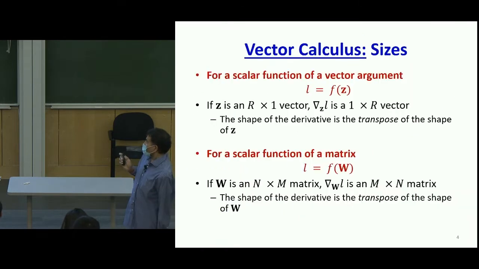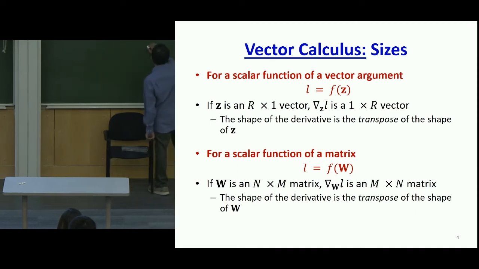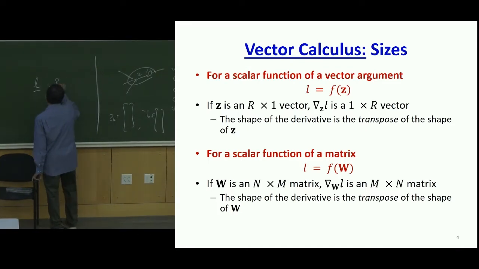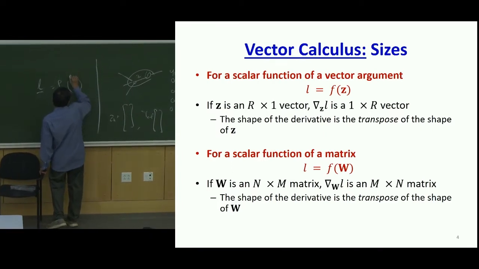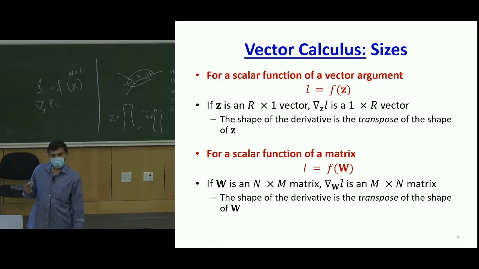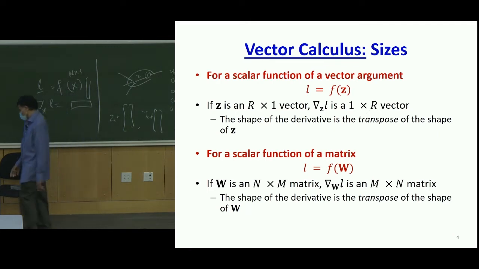All right. Now, here are some more questions. I have a scalar function. This is a scalar. The scalar is 1 cross 1, right? And it is a function of some vector, which is n cross 1. What will the derivative of this with respect to x be? What is the size of this one? 1 cross n, right? So if the input is a column vector, the derivative is going to be a row vector. That's the only way it works.